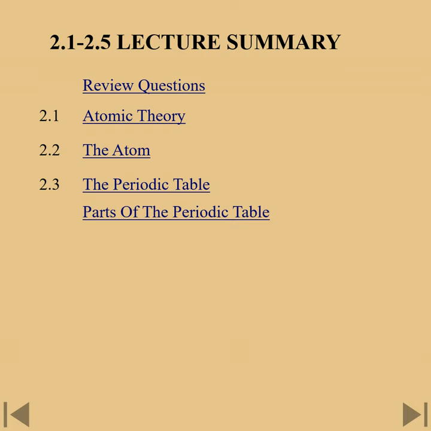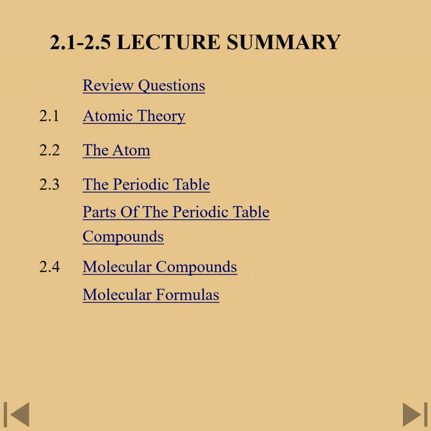We learned about the S block, the P block, the D block, the F block, main group elements, transition elements, inner transition elements, and then we started talking about compounds. We began with molecular compounds where 2 or more non-metals are trying to gain electrons by sharing electrons. That's the covalent bond, the sharing of electrons.